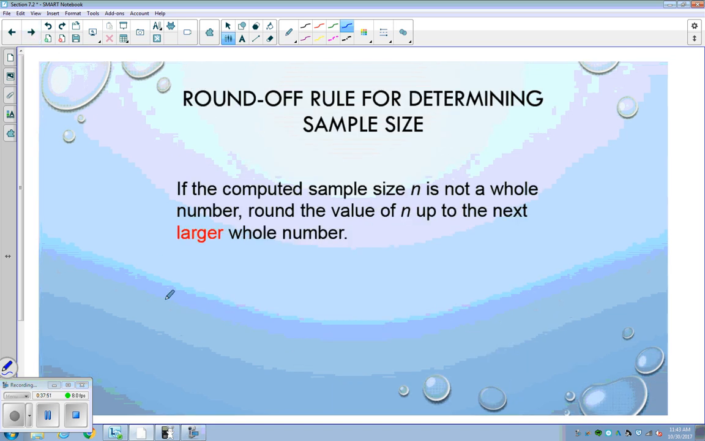Now, critical. We're not going to use normal rounding for this. Always round up to the next larger whole number, because I can't take 0.1 of a person or 0.1 of an airplane seat.